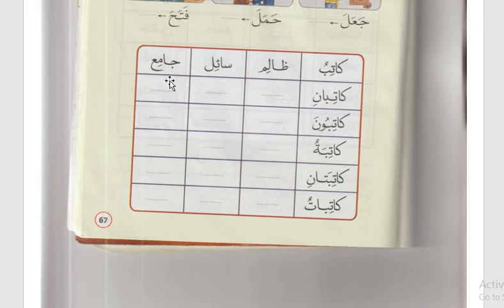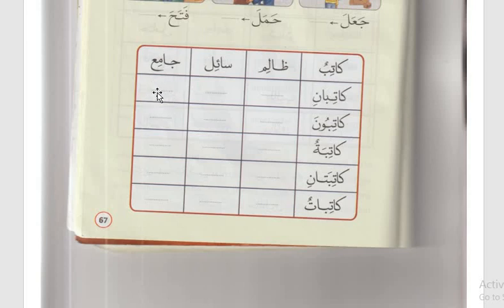Last one is the word جامع. جامع here is the one who is doing the action, who's collecting, because جمع, this is the verb which means collect. جامع is the one who's doing the action. This is not the same as جامع, which means mosque. No, this is from the verb جمع, which means collect. So جامع is the one who is doing the action, who is collecting.